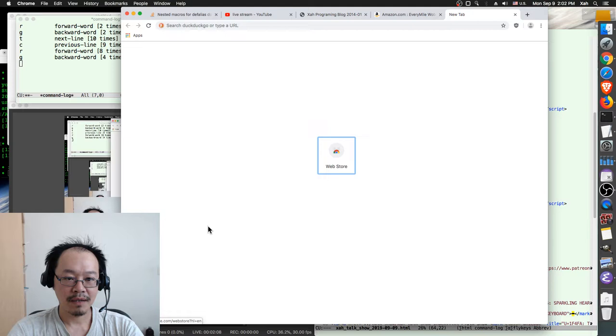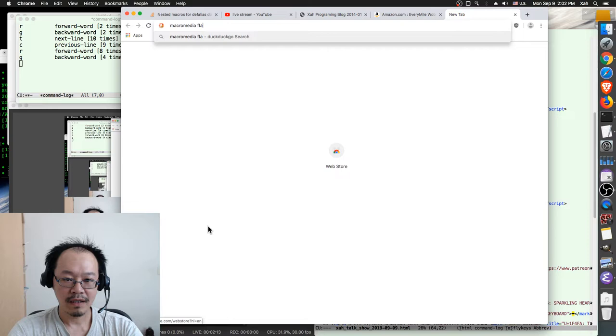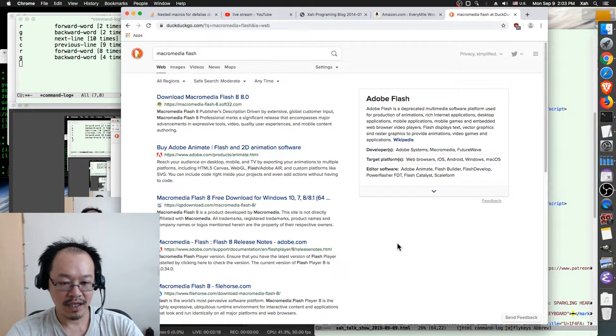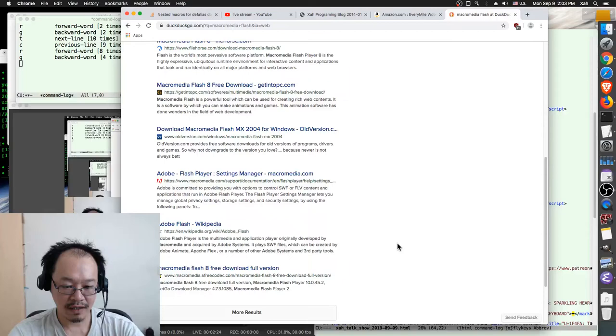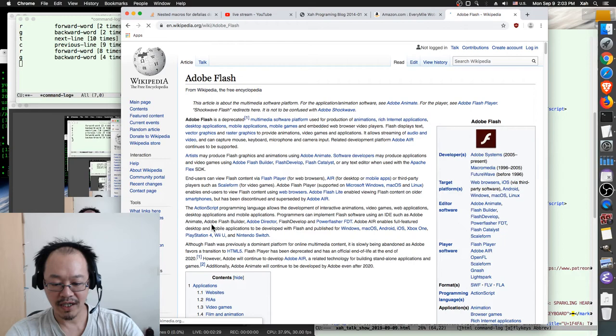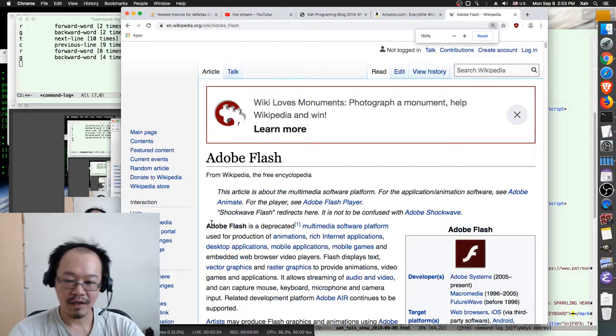Let's type it. Macromedia, that's a company. Macromedia Flash, that's their technology, which is like today's, well, let's go to Wikipedia, which is like today's JavaScript plus SVG or Canvas. So there it is, Adobe Flash. It was Macromedia, and Adobe bought it.